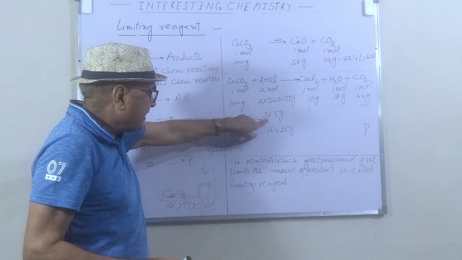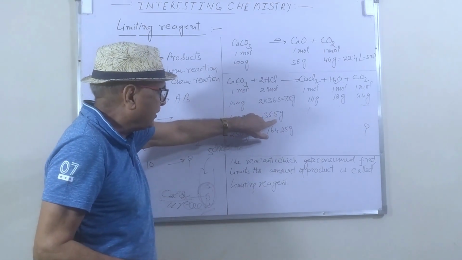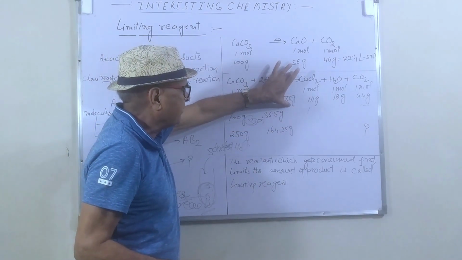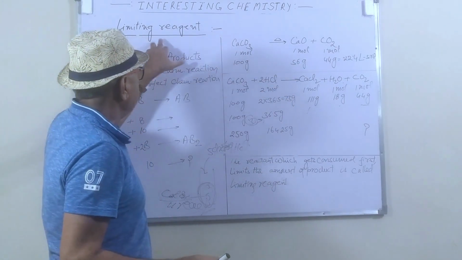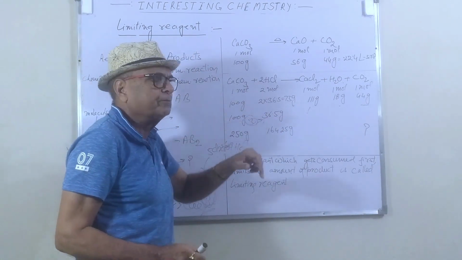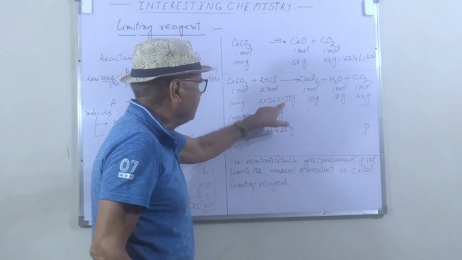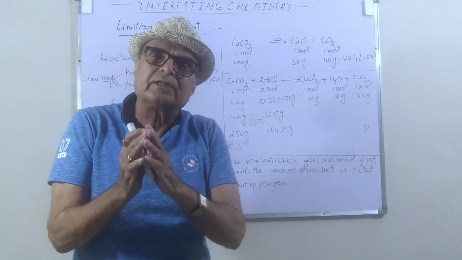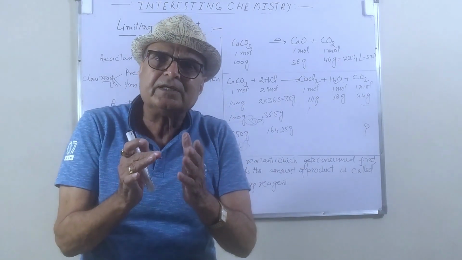Here, when you take this amount, 36.5 gram, if you take the amount 6, according to the balanced chemical equation, it will not be a limiting reagent. But if you take the amount 36.5 or less than 73 gram, it is called the limiting reagent.